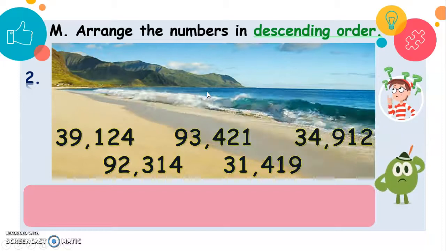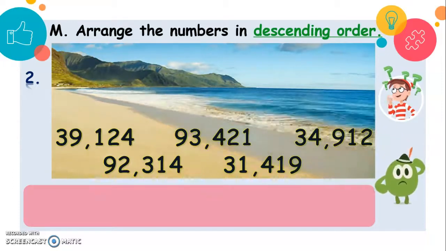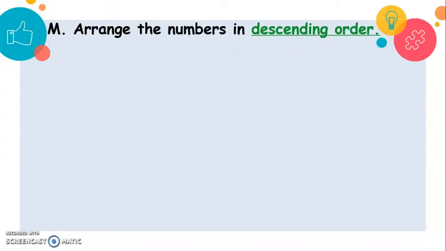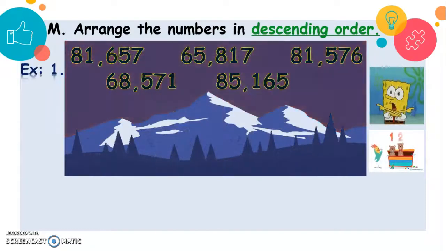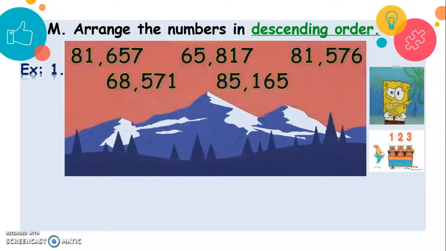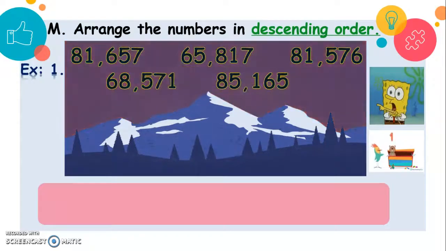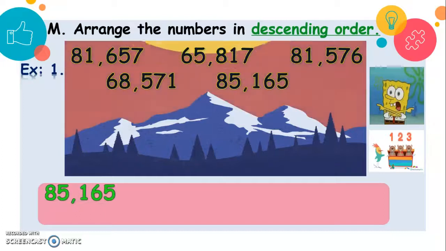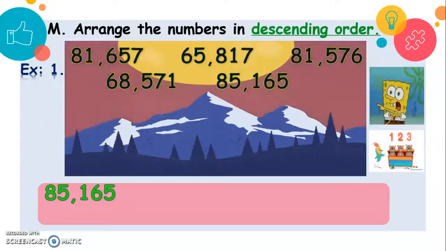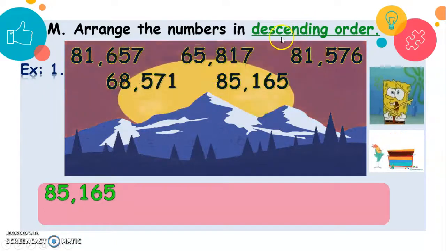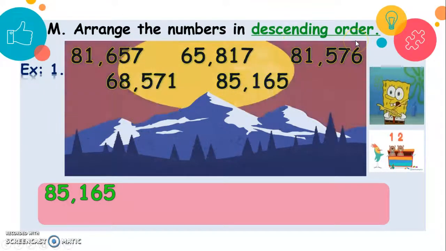If you are now ready, we can now take a look at the correct answers. So again, we're doing letter M, where you have to arrange the numbers in descending order. So here are the correct answers. For number 1, the first number should be 85,165.